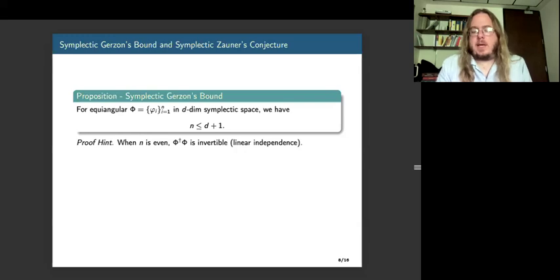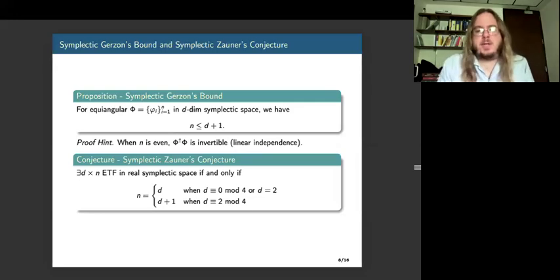Okay, now one might expect that symplectic Zauner's conjecture is just that symplectic Gerzon's bound is saturated for all d. That's not the case, actually. So I'll state it for you right here. Symplectic Zauner's conjecture actually removes one of these two possibilities, depending on if you're a multiple of 4 or not. So if you're a multiple of 4, you're equal to 0 mod 4, you can only have a d by d ETF. And when you're not a multiple of 4, that is, you're 2 mod 4, you can only have a d by d+1 ETF.